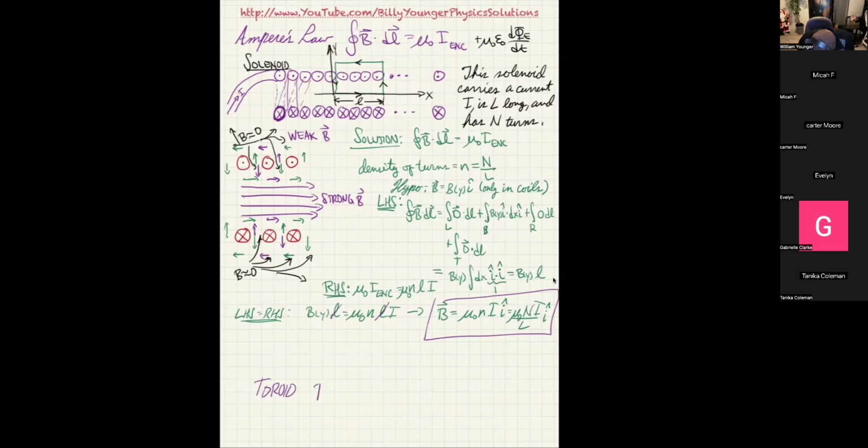Spelling I don't know about. B is supposed to be mu zero N I over 2 pi R. And the magnetic field actually goes around, so it's probably best to say it's in the theta hat direction with a right-hand rule accompanying it. So anyways, that's the other formula.